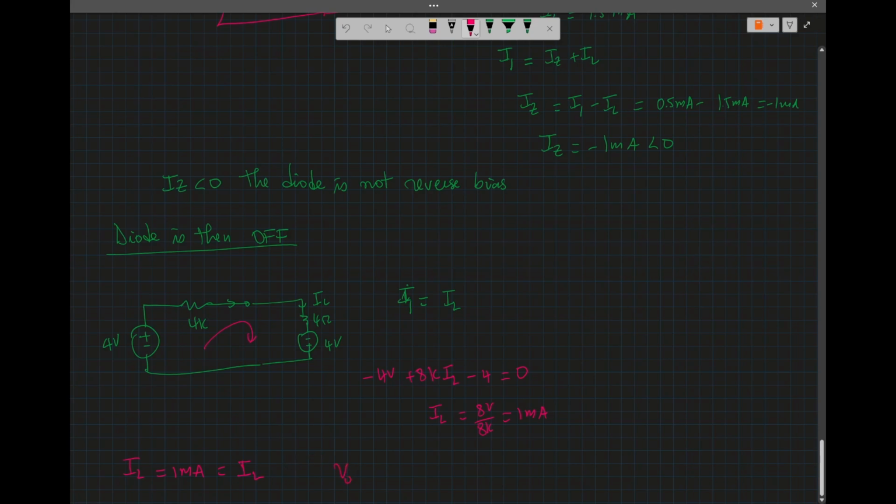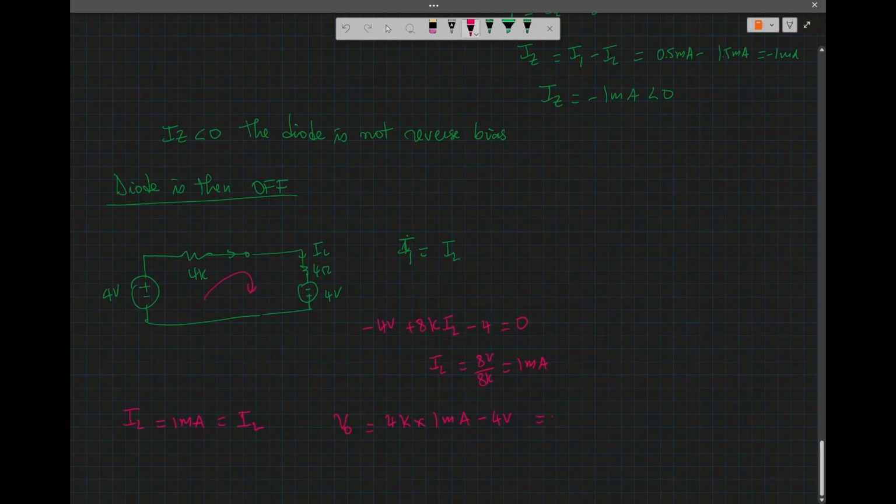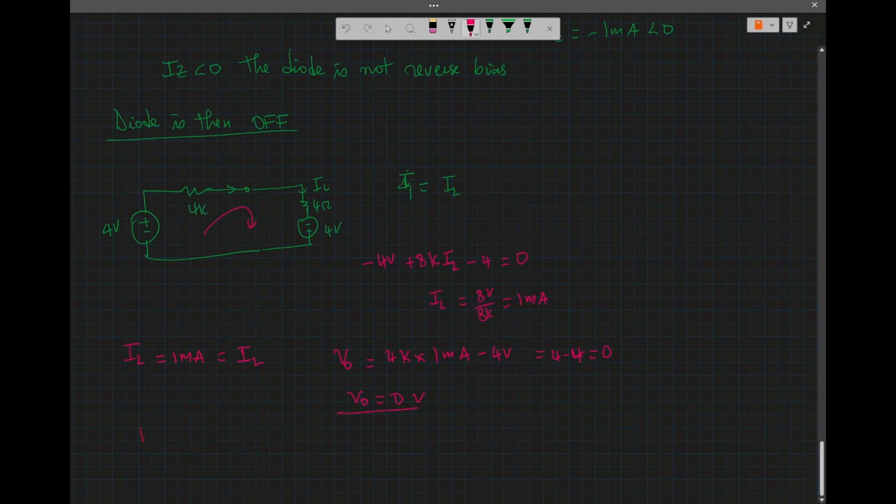V0 is 4 times 1 milliamp, 4K times 1 milliamp. Okay, minus 4 volt. So V0 is 4 minus 4, which is 0. So the output voltage is 0 volt. And the diode current, right? So the current is equal to 0. So ID is 0 amps.